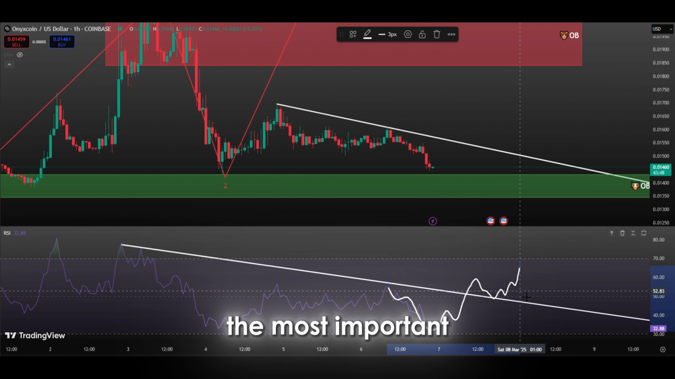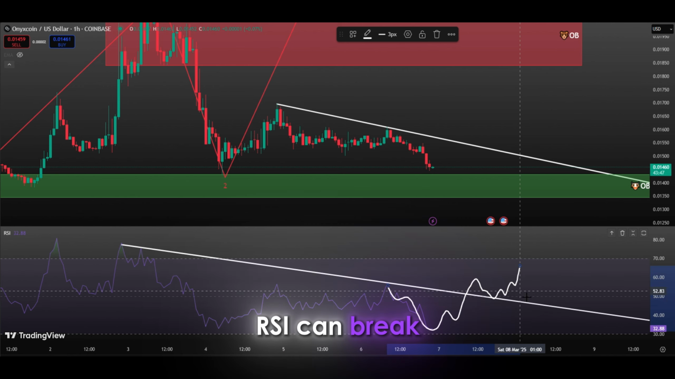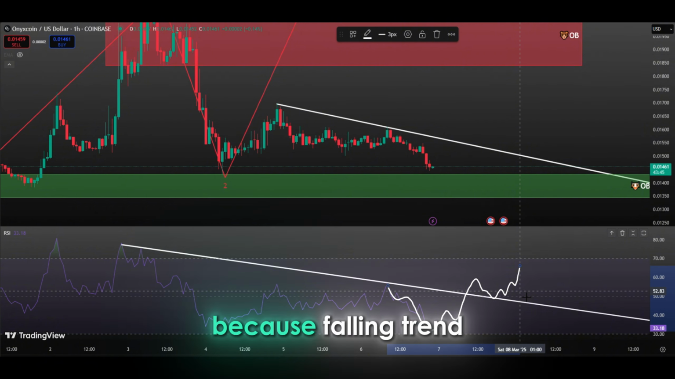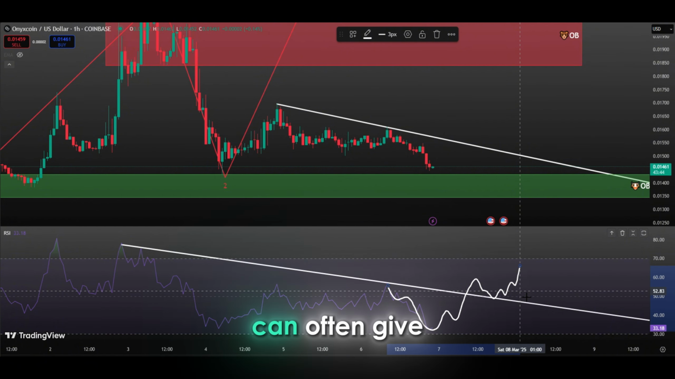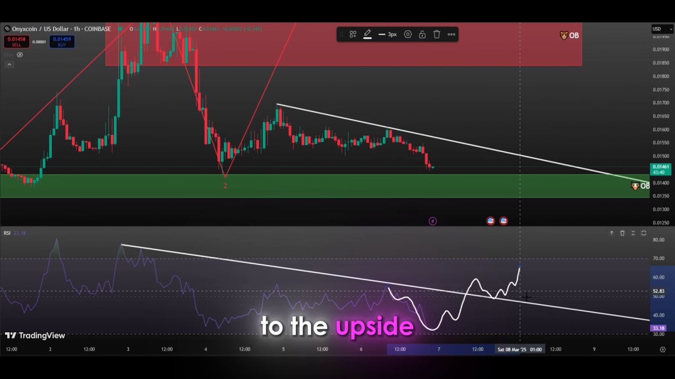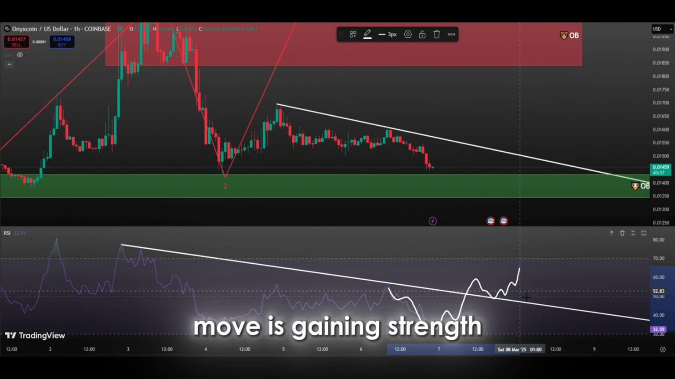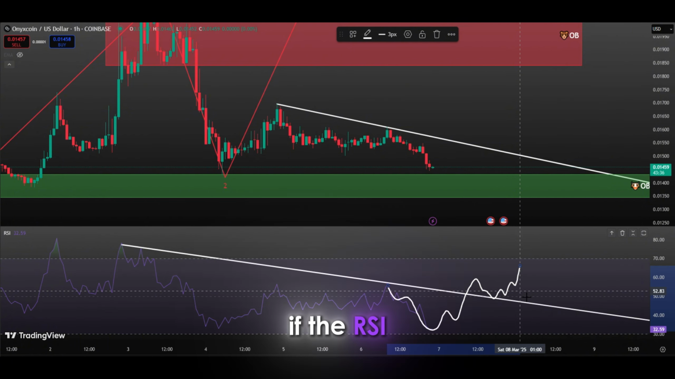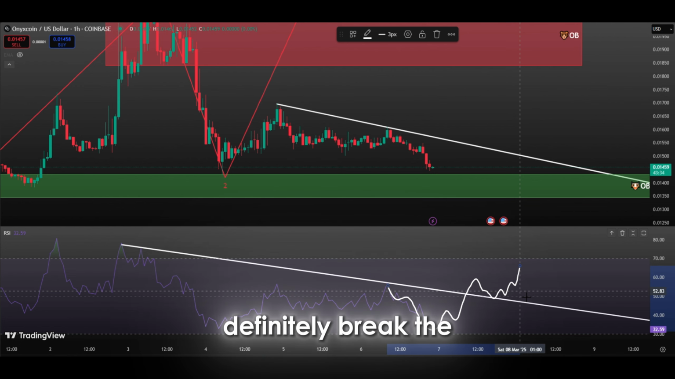However, the most important thing to note here is whether the RSI can break this downtrend, because falling trend lines in the RSI can often give leading signals for price movements. If the RSI manages to break this falling trend line to the upside, this could indicate that momentum is starting to shift and a bullish move is gaining strength. If the RSI breaks the trend, the price will definitely break the downtrend.